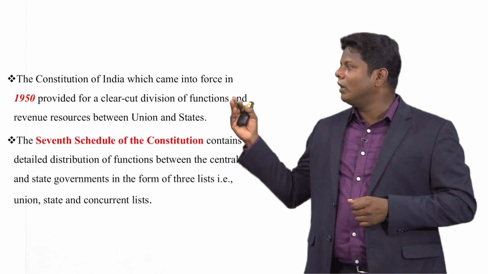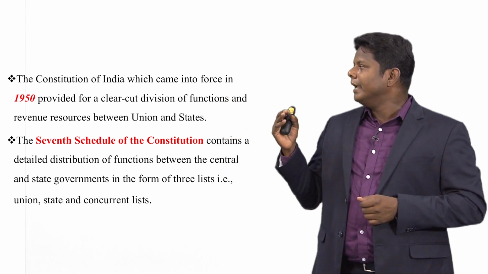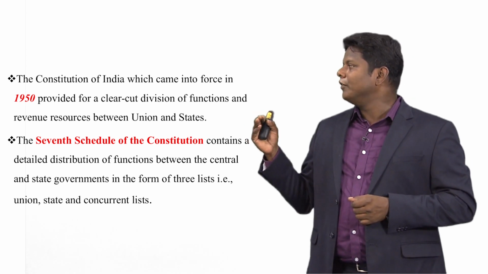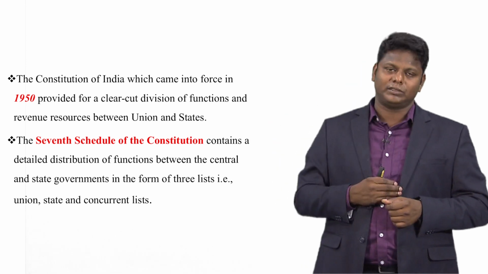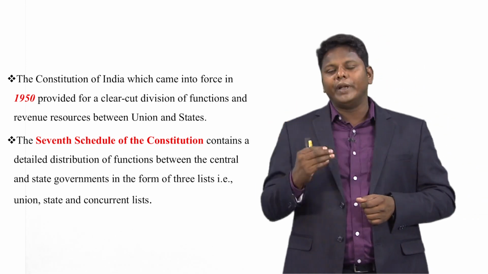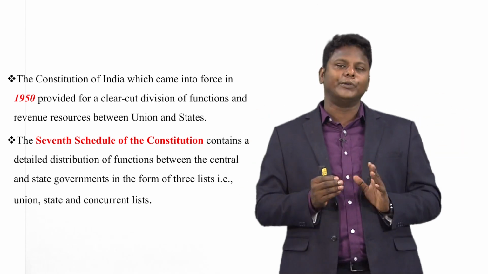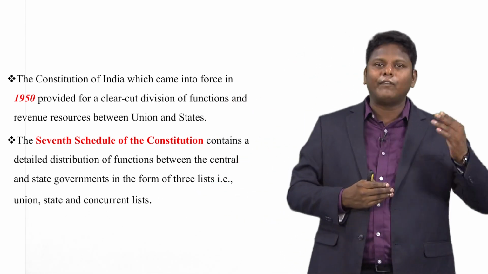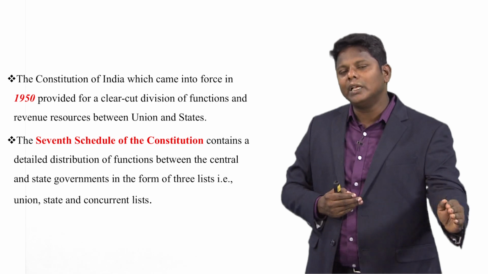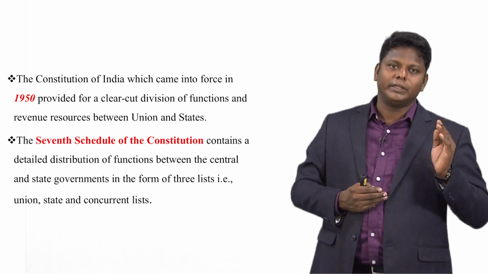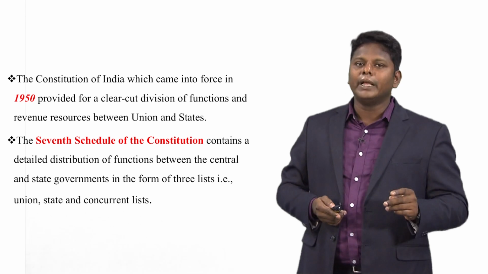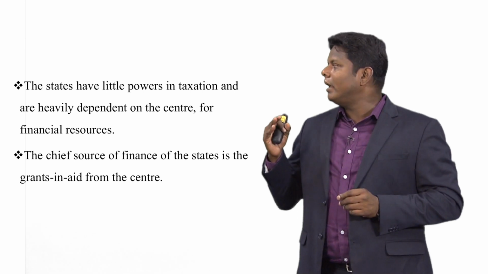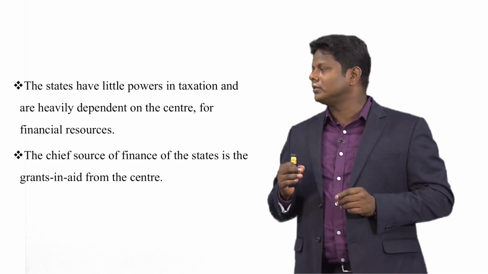The 7th schedule of the Constitution contains a detailed distribution of functions between center and the state governments in the form of 3 lists, which we already discussed. The 7th schedule of our Indian Constitution clearly explains the relationship, the powers and the functions of center and the state, especially on the financial relations. That is union list, state list and concurrent list. The states have little power in taxation and are heavily dependent on the center for financial resources.